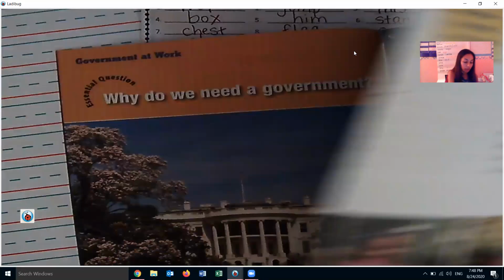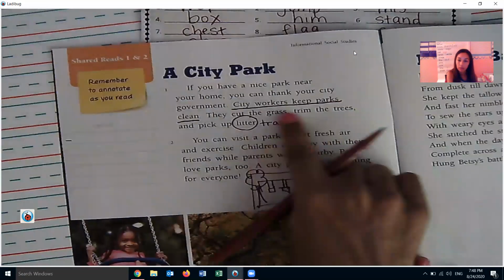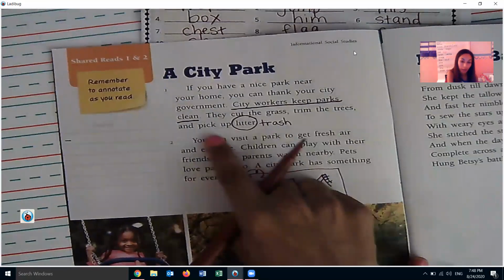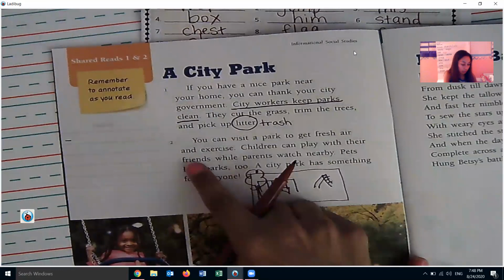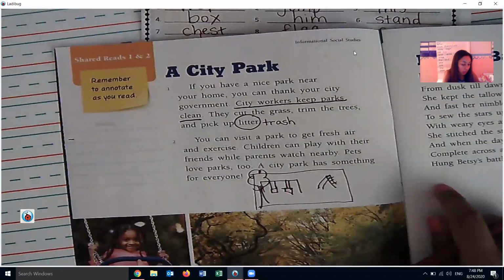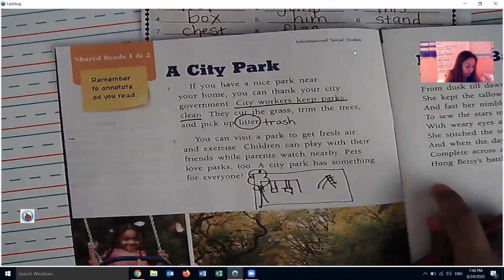Well, one of the reasons is that city workers keep parks clean. They help give us parks and keep them clean. They cut the grass, trim the trees, and pick up the litter, which is trash. You can visit a park to get fresh air and exercise. Children can play with their friends while parents watch nearby. Pets love parks too. A city park has something for everyone.